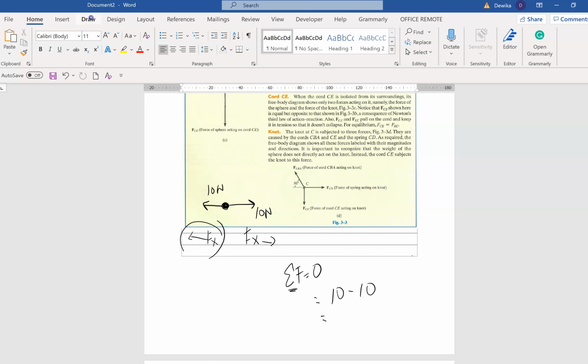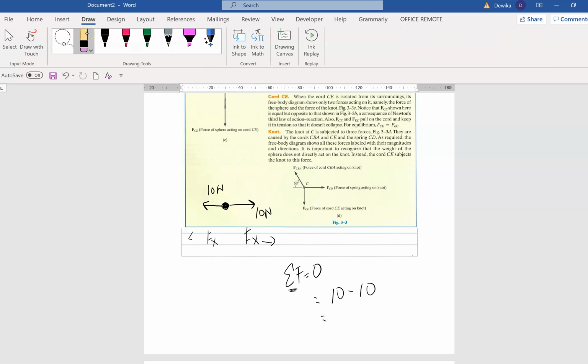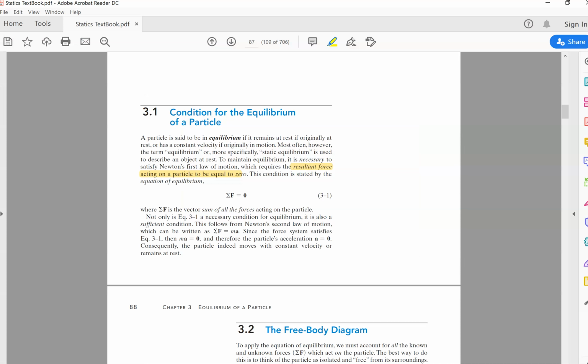Okay, now let me just go back to the lecture. So that would be chapter 3.1. Another way of having summation of forces 0 is when your acceleration is actually 0. Consequently, the particle moves at a constant velocity, or it remains at rest. So that is also equilibrium.